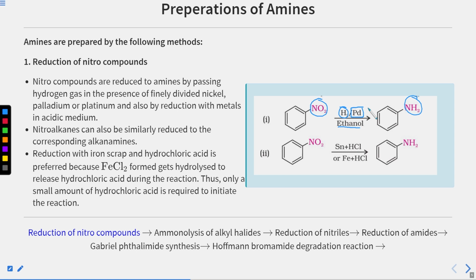Similarly, we can do the same thing with the help of a different reagent, that is Sn/HCl. You can use Fe plus HCl, that is iron in hydrochloric acid, or tin in hydrochloric acid. This will give you SnCl2, which will further reduce the nitro group. This only requires a very small amount of hydrochloric acid to initiate the reaction. It is just a kind of initiator. You don't need a large amount of HCl. You need a catalytic amount of HCl to convert this nitro group into an amine, or more appropriately, an aromatic amine.